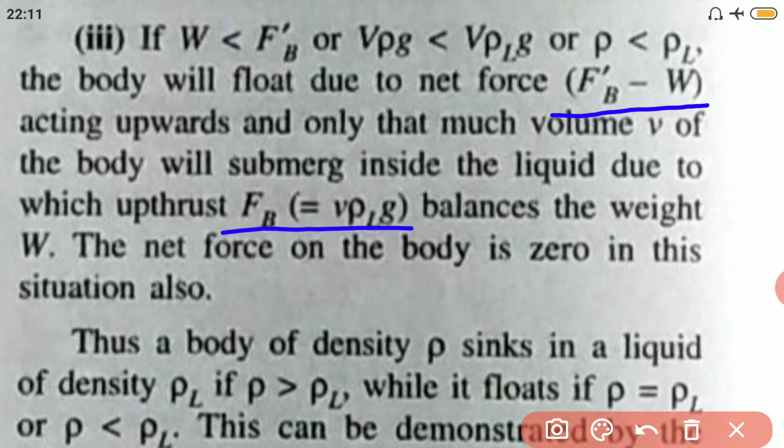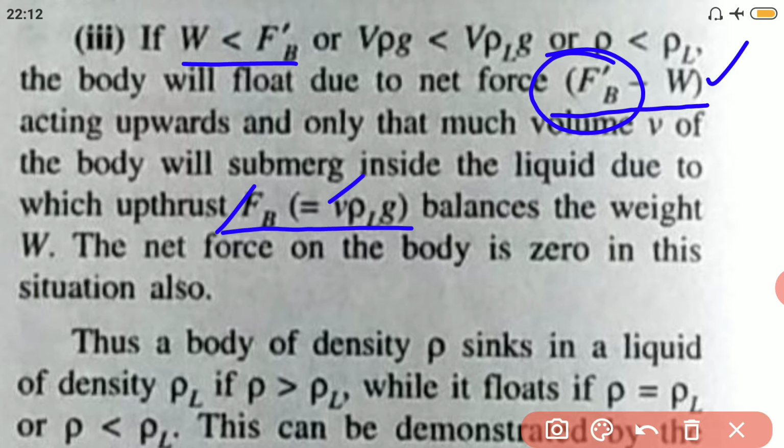So what they are trying to tell us is that here the body can't be immersed completely. Why? Because if it is completely immersed, then the upthrust, that is FB dash, acting on the body would be much more than the weight of the object. Since it is more than the weight, it cannot get fully submerged because the upthrust wins and the object will be pushed upwards, but some part gets submerged, that is small v. That's why the smaller upthrust, that is FB, acts on the body, which is equal to the weight of the object.